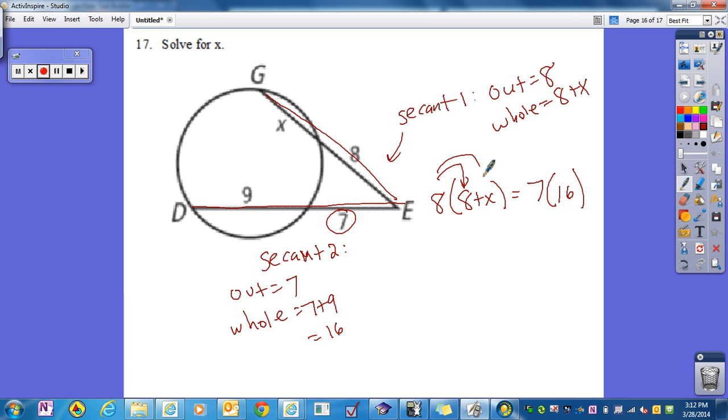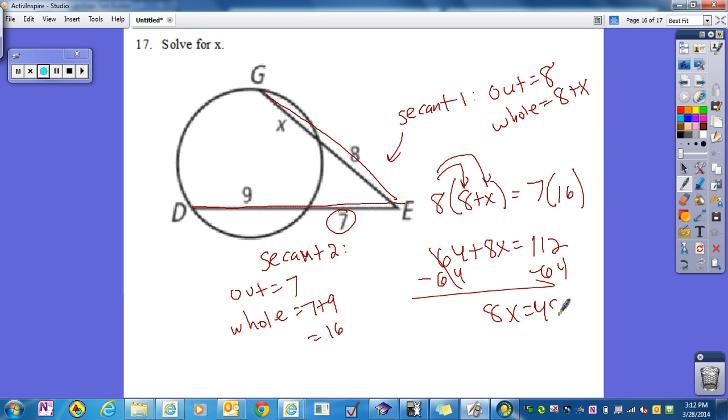So on the left side, we're going to distribute that 8, and we get 64 plus 8x equals, on the right side, we've got 7 times 16. And 7 times 16 is 112. So now we're going to subtract 64 on both sides. So you get 8x is equal to 48. Then you're going to divide both sides by 8. And you get x is equal to 6.